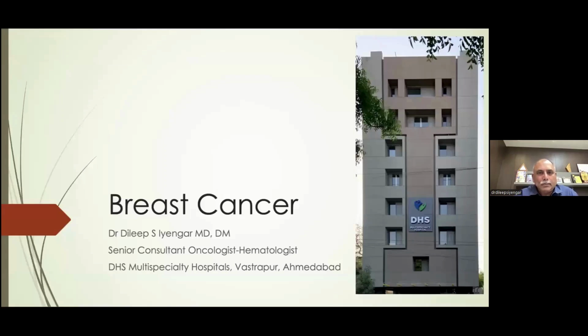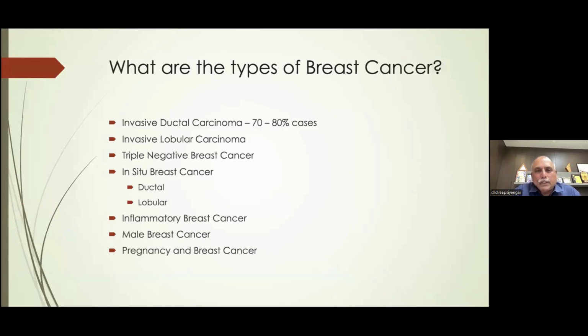So this is a talk in brief about breast cancer. First, I would like to start with what are the types and patterns of breast cancer. You have what is known as invasive ductal carcinoma, which constitutes the majority of cases, 70 to 80%. Then you have invasive lobular carcinoma. You have triple negative breast cancer, which is one of the riskiest forms. You have in situ breast cancer, which can be either ductal or lobular. You also have inflammatory breast cancer, which is very rapid fire breast cancer. You have male breast cancer and you have pregnancy with breast cancer.